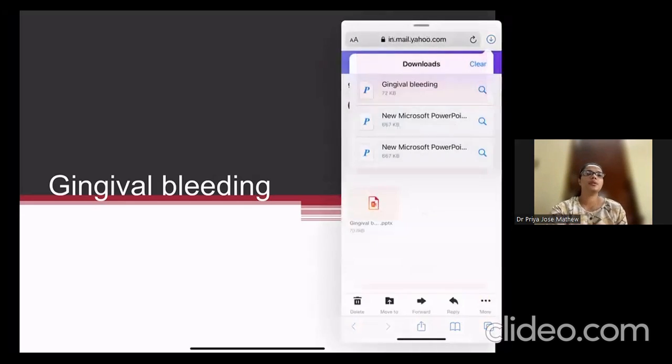Okay, so this class session will be on bleeding. What are the causes of it? Most of you must be knowing what the causes of it are. Now, what are the clinical parameters by which we can check the gingival bleeding, and also what is the significance of gingival bleeding?